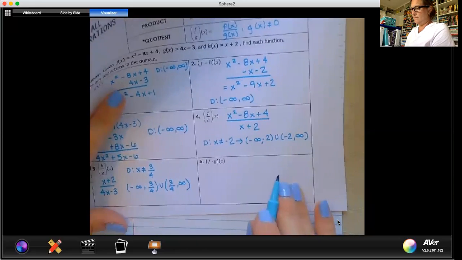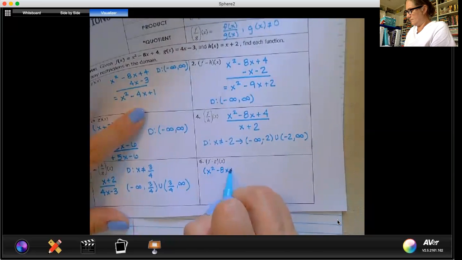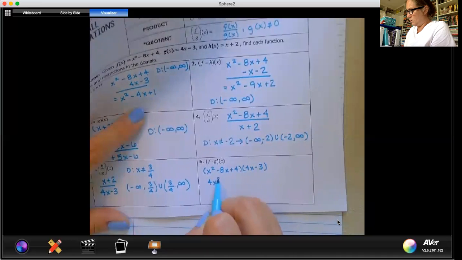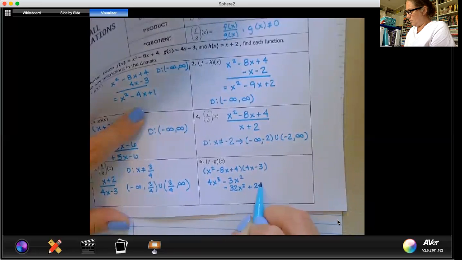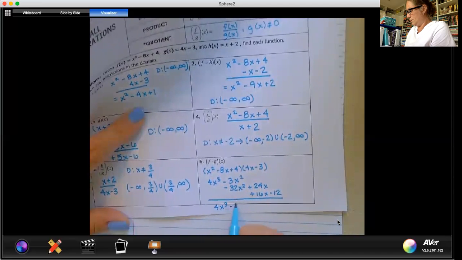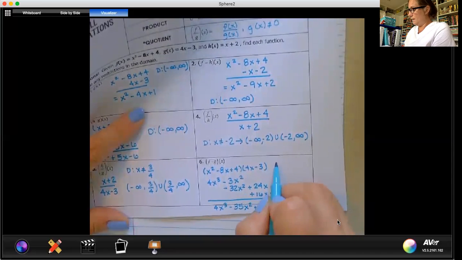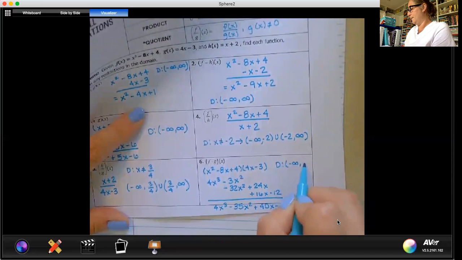And then f times g of x, we've got x squared minus 8x plus 4 times 4x minus 3, which is 4x cubed minus 3x squared minus 32x squared plus 24x plus 16x minus 12. Answer: 4x to the third minus 35x squared plus 40x minus 12. We have a cubic polynomial here with no restriction on the domain.